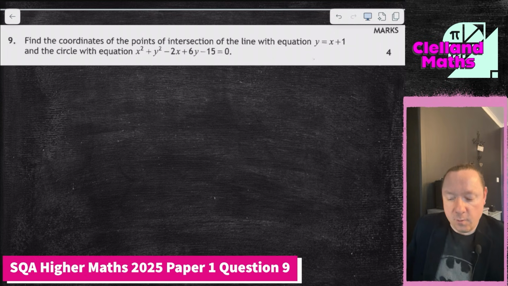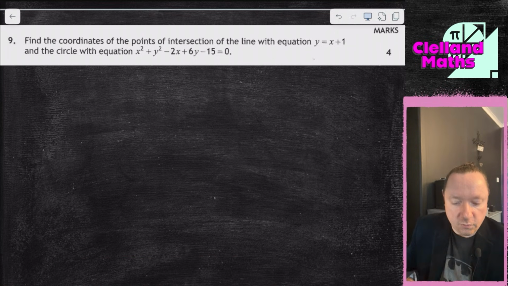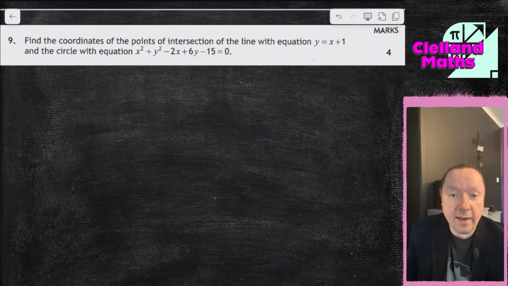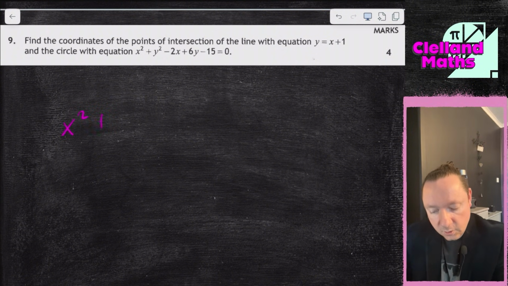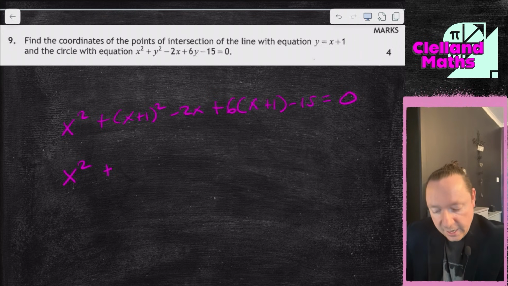SQA Higher Maths 2025, Paper 1, Question 9. Find the coordinates of the point of intersection of the line with the equation y = x plus 1 and the circle x squared plus y squared minus 2x plus 6y minus 15 equals 0. So we sub in x plus 1. So we've got x squared plus (x plus 1) all squared minus 2x plus 6 times (x plus 1) minus 15 equals 0. That gives me x squared plus, square out that bracket, x squared plus 2x plus 1, you can use double brackets for that, minus 2x plus 6x plus 6 minus 15 equals 0.